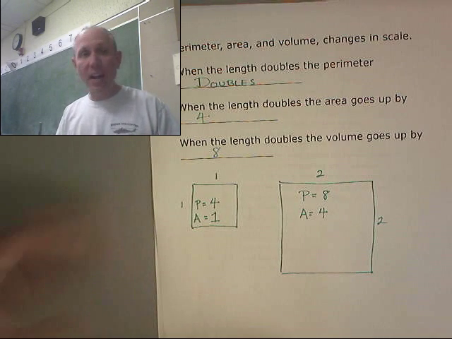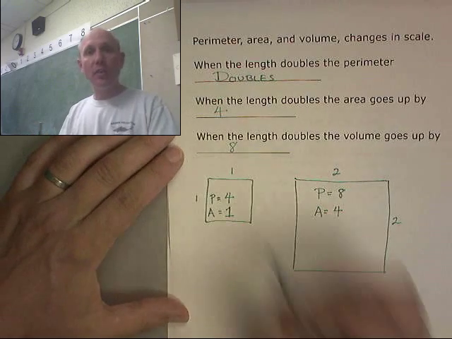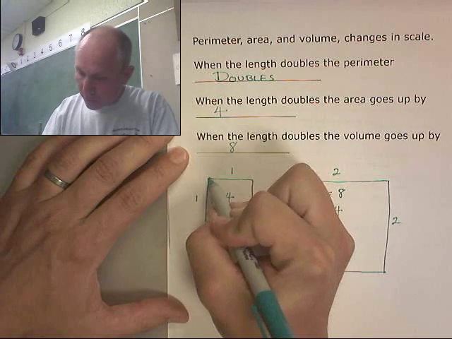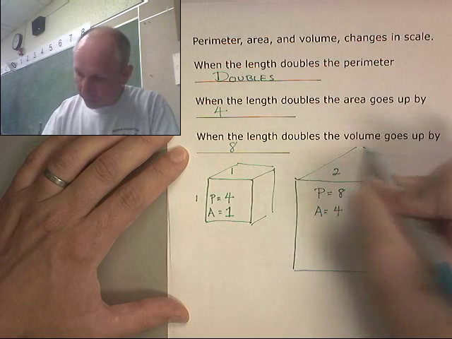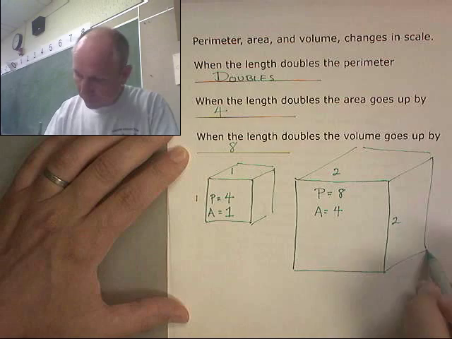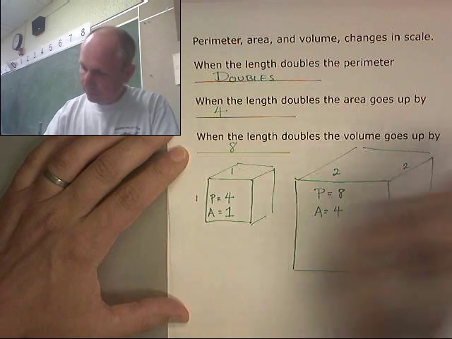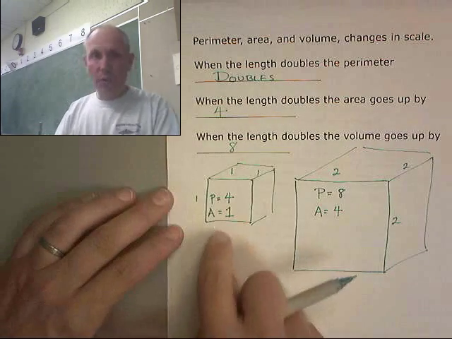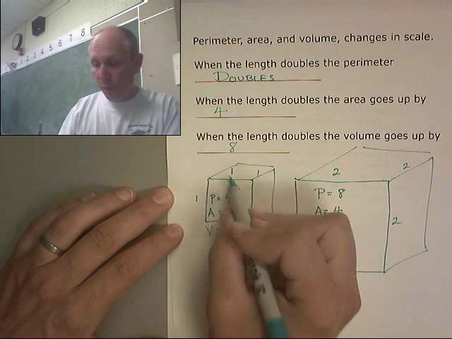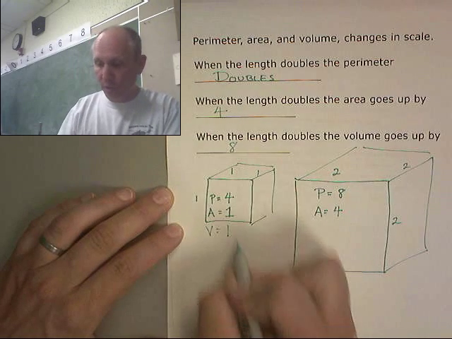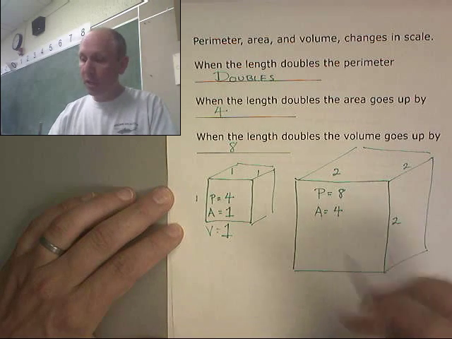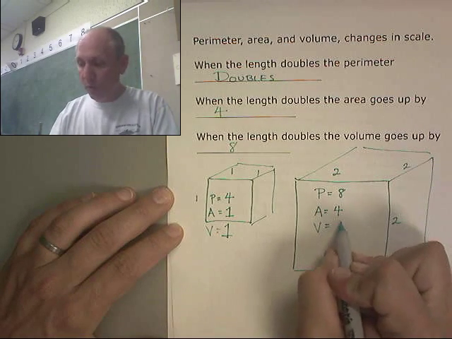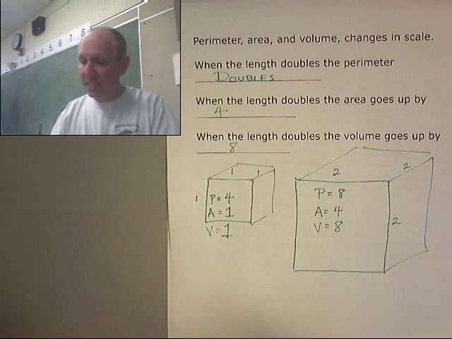Okay, now let's think in terms of volume. What if these are cubes? Well, the volume of this cube would be 1 times 1 times 1, which is 1. The volume of this cube is going to be 2 times 2 times 2, which is 8.